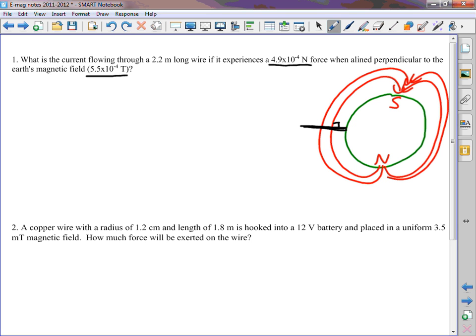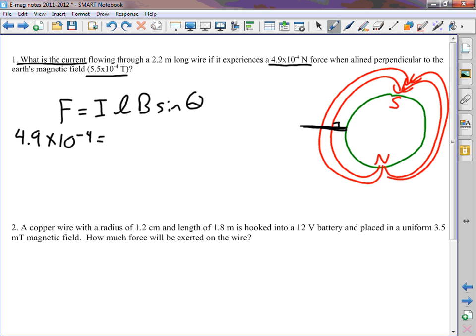Now, all that's just set up. This is just a plug-and-chug problem. F equals I L B sine theta. Let's plug in everything we know. Force, I know that: 4.9 times 10 to the negative fourth. Current, that's what I'm looking for. What is the current flowing through?